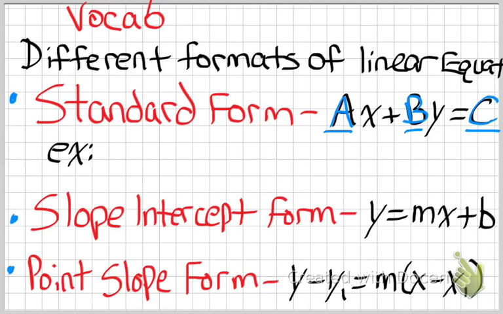So an example would be, we could say 2x plus 4y equals 7. That would be an example of an equation being in standard form. So you know an equation is in standard form when the variables x and y are on the left, and the only thing on the right is your constant term, meaning your whole number.